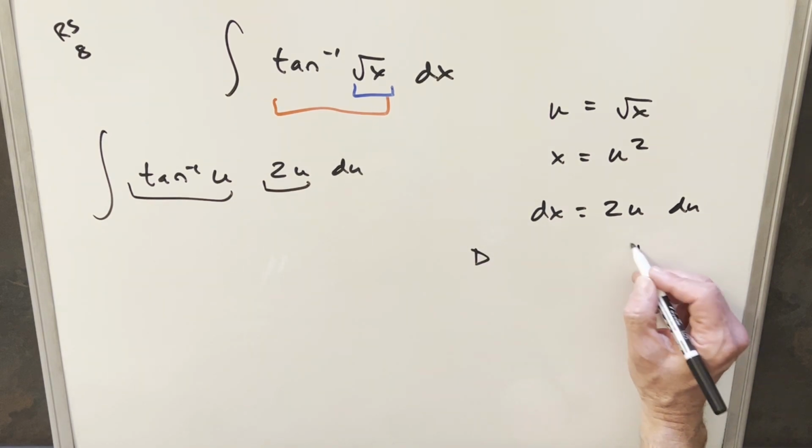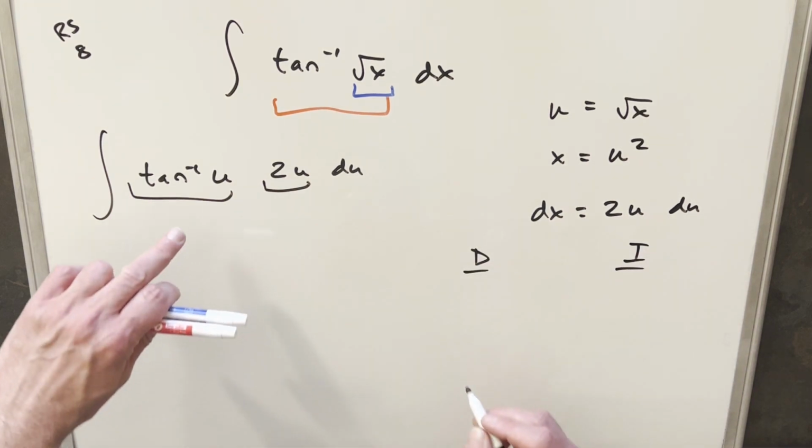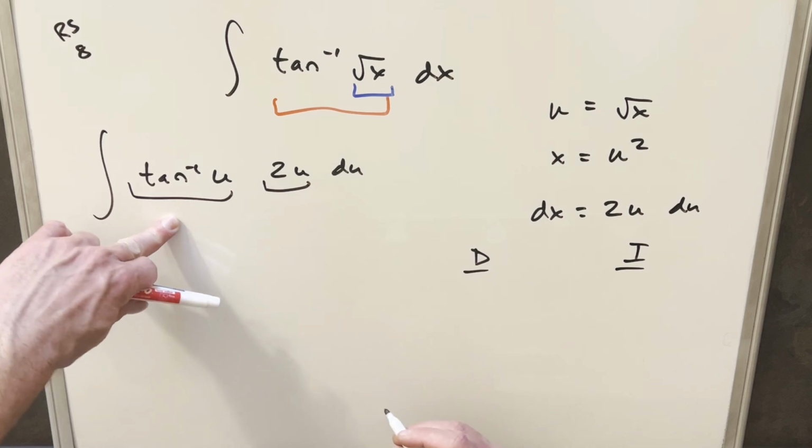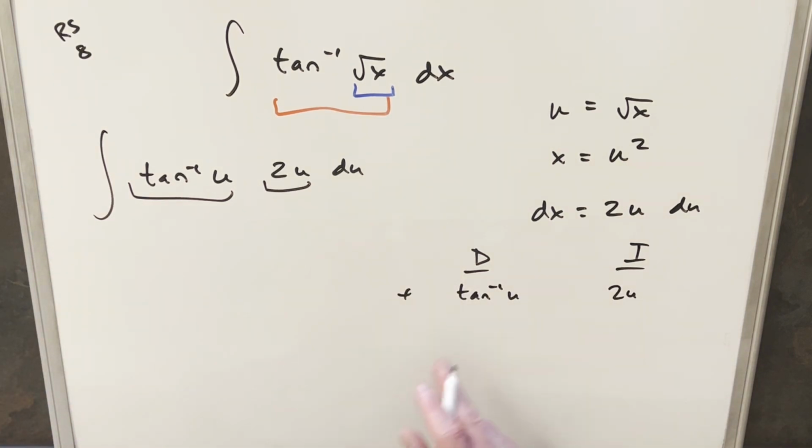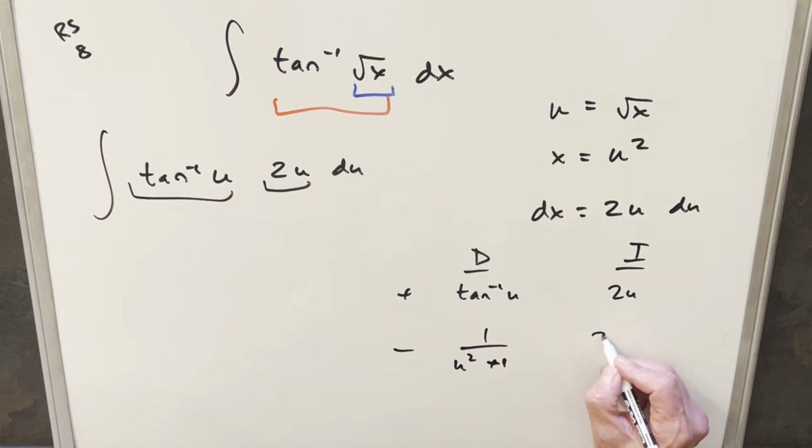I'm going to use the DI method on this, or tabular integration. We'll differentiate arctan of u because that's going to help us, and we'll integrate this other part, 2u. Differentiating arctan of u just gives me 1 over u squared plus 1. And then integrating this, I'll leave the 2 in front for now. We'll have u squared over 2. But now I could cancel the 2's right here.